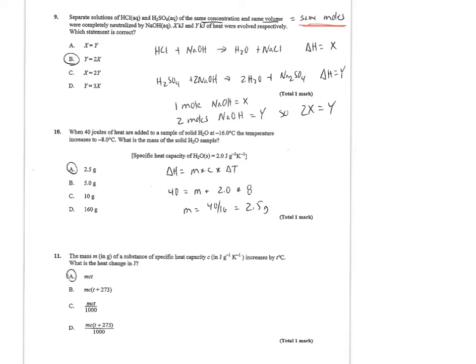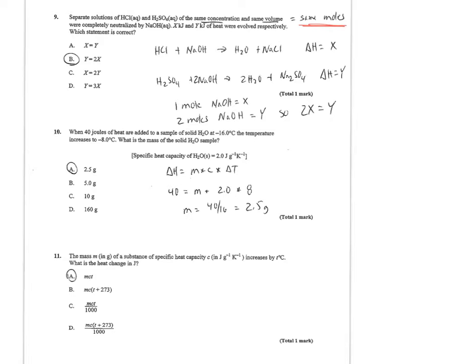Number 11: the mass M in grams of a substance of a specific heat capacity C increases by T degrees Celsius. What is the heat change in joules? That's just MCΔT, MCAT. That's the equation we use all the time, and those are the units we use: grams, joules per gram per Kelvin, increases by T°C.